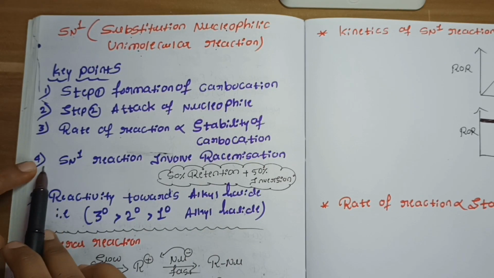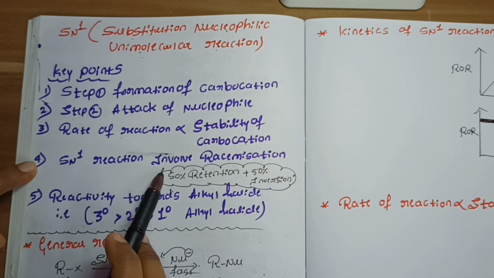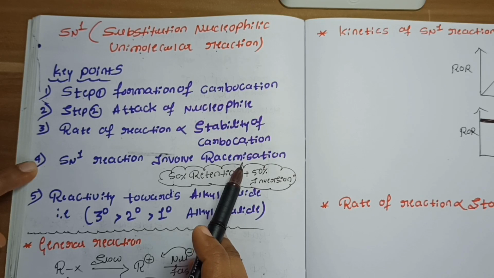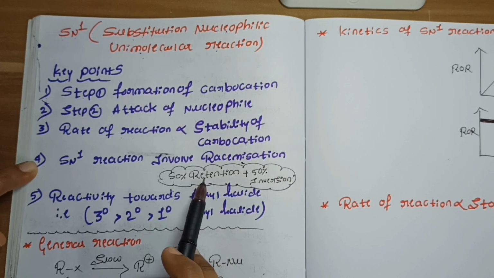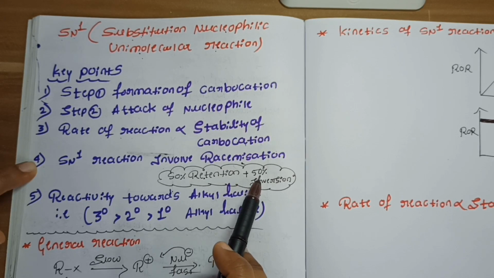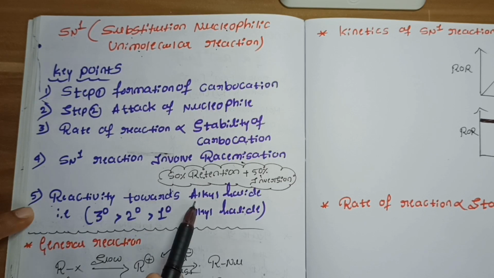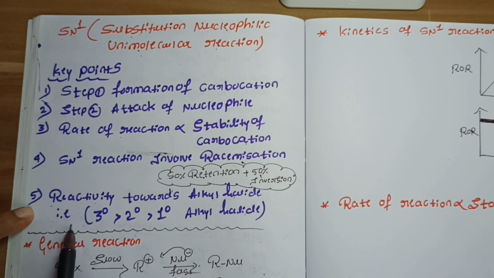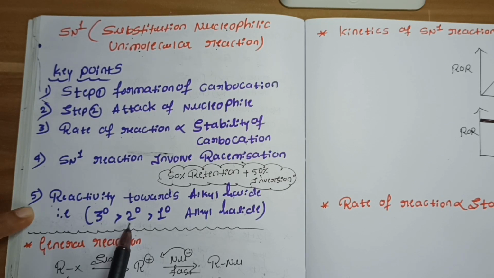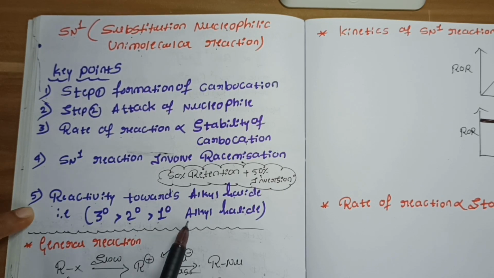The fourth key point is that the SN1 reaction involves racemization, which means in an SN1 reaction we will get a racemic mixture. Racemic mixture means 50% retention configuration product and 50% inversion configuration product. And the fifth one is reactivity towards alkyl halide. The order is tertiary is greater than secondary, and secondary is greater than primary alkyl halide.